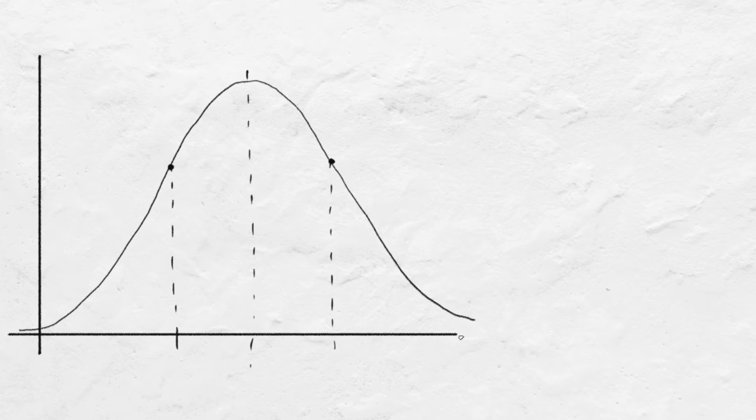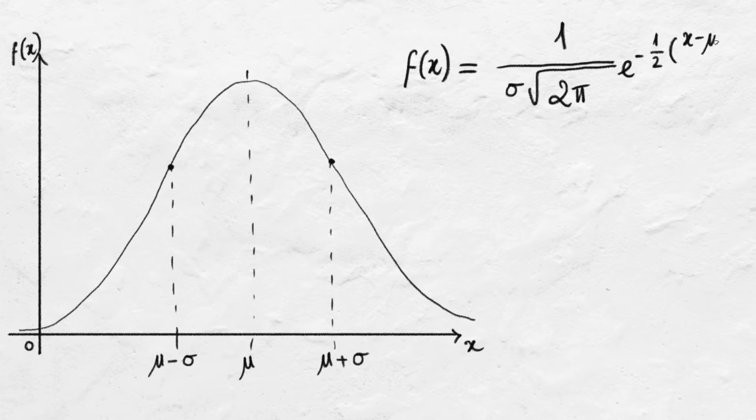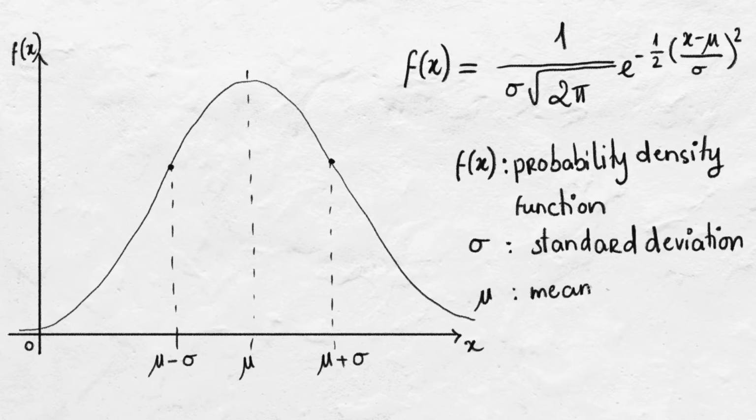First of all, the bell curve is a function that represents the distribution of many random variables as a symmetrical bell-shaped graph. The normal distribution curve can be written as the probability density function.